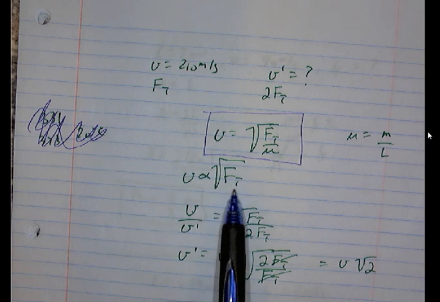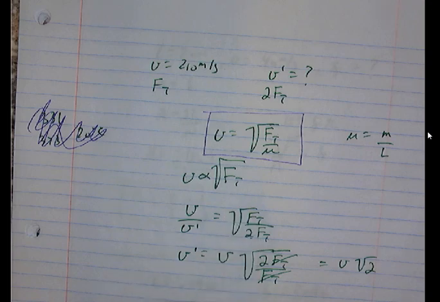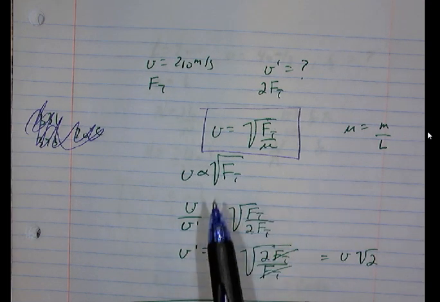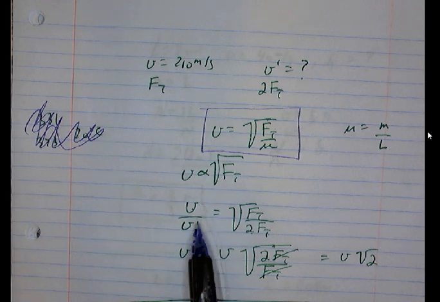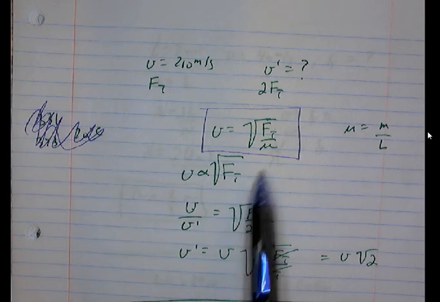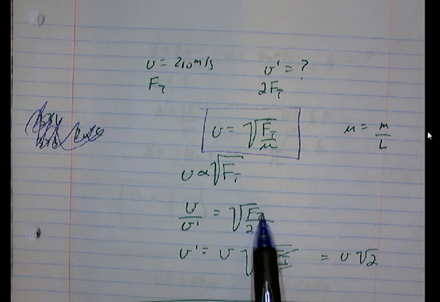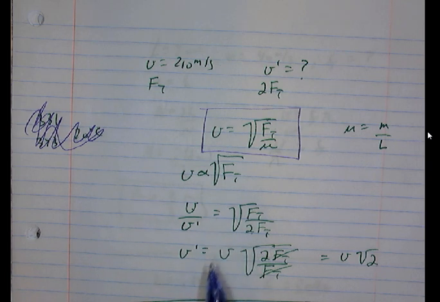So I don't know what the tension is. I don't know what the mass per length is. I just know that the mass per length is the same, and the tension is going to be different. This allows me, though, to set up a ratio. So old speed is to new speed, and again it's a square root relationship, as the square root of the original tension is to twice the tension. And now it's an actual equation.